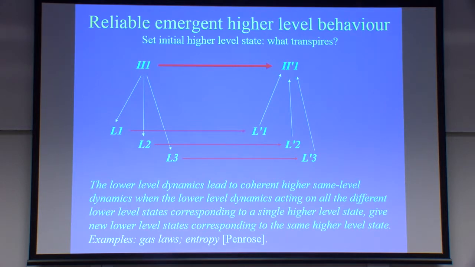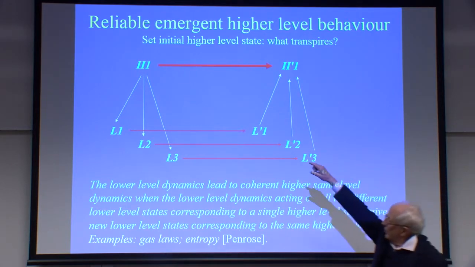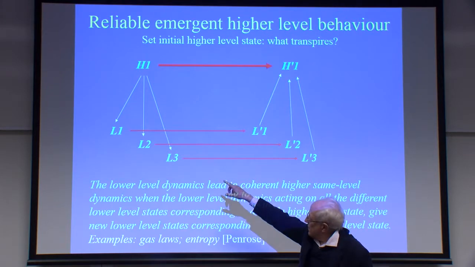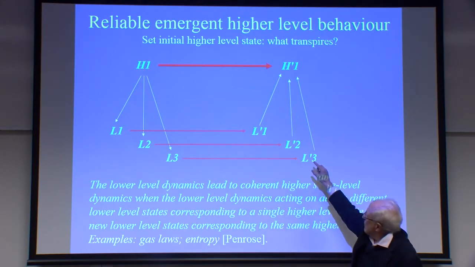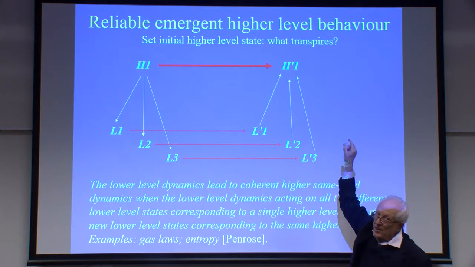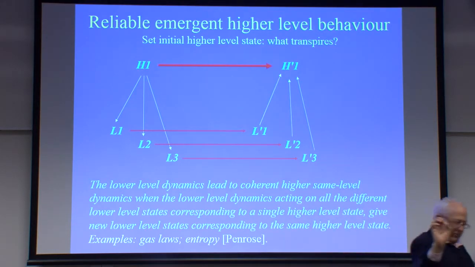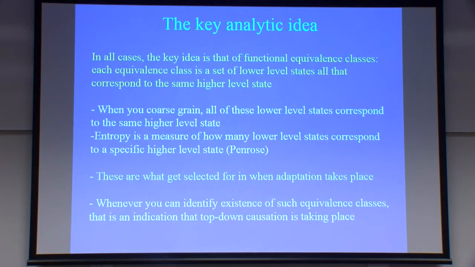By contrast, if that one can be realized in a whole set of different ways and the lower level dynamics acting on all of them gives you new lower level states that all give you the same new higher level state, then coherent dynamics emerges at the higher level. In all cases, the key idea is that of functional equivalence classes. Each equivalence class is a set of low level states that all correspond to the same higher level state.